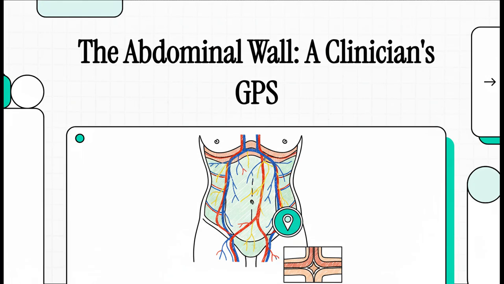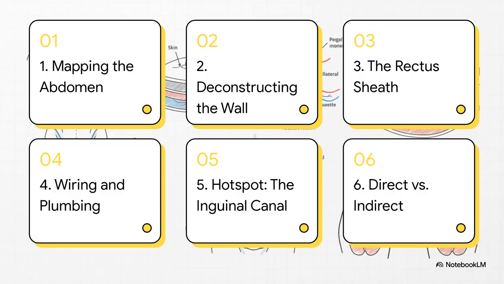Let's talk about the abdominal wall. And look, it's so much more than just a container for your organs. The way you really need to think about it is like a clinician's GPS. This is the map that's going to guide every single physical exam, every diagnosis, and every surgical cut you make. It's absolutely fundamental. So here's how we're going to break it all down.